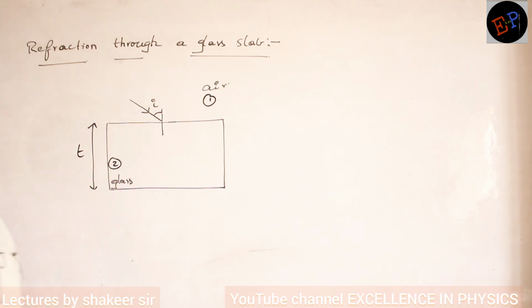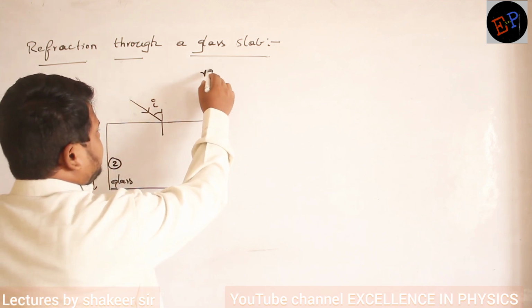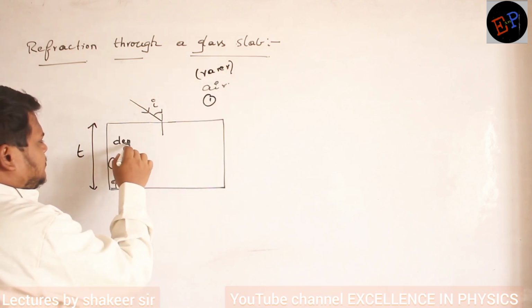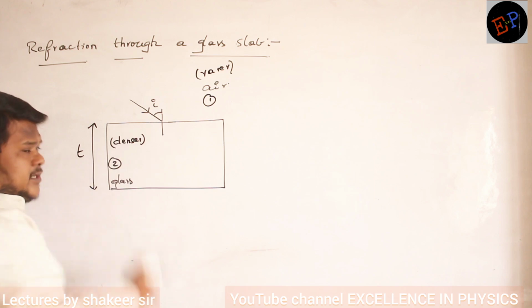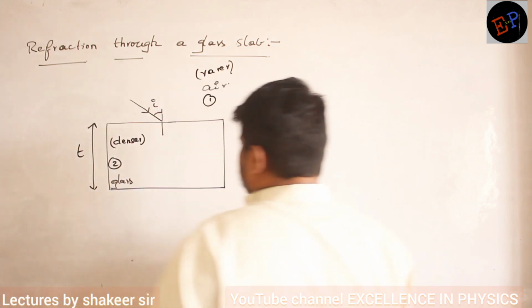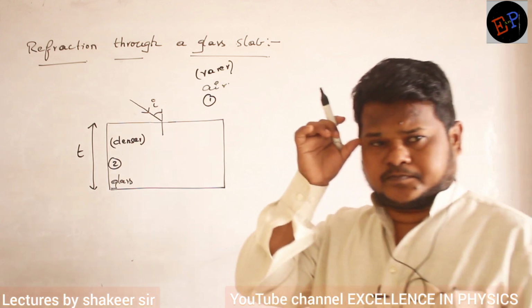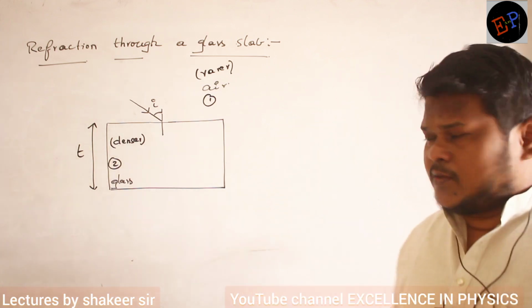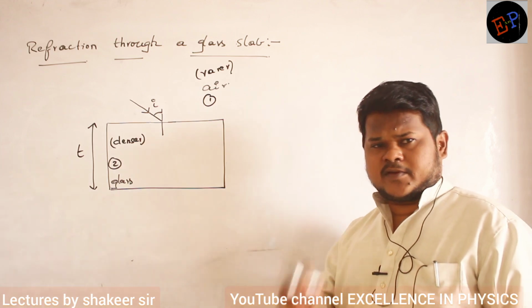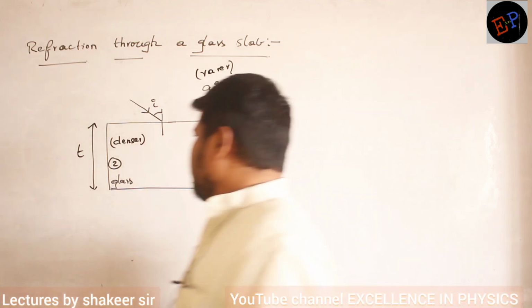Now light is entering from which medium to which medium? Light is entering from rarer medium to denser medium. So what happens to the speed of light? It reduces. When the speed of light reduces, will it bend towards the normal or away from the normal? It will bend towards the normal.